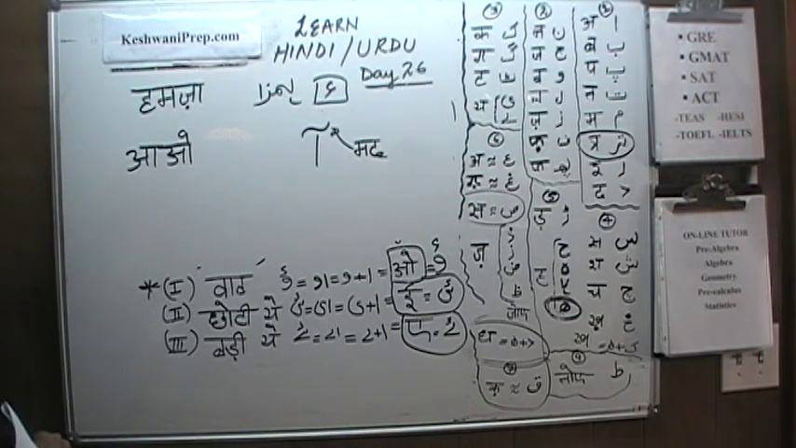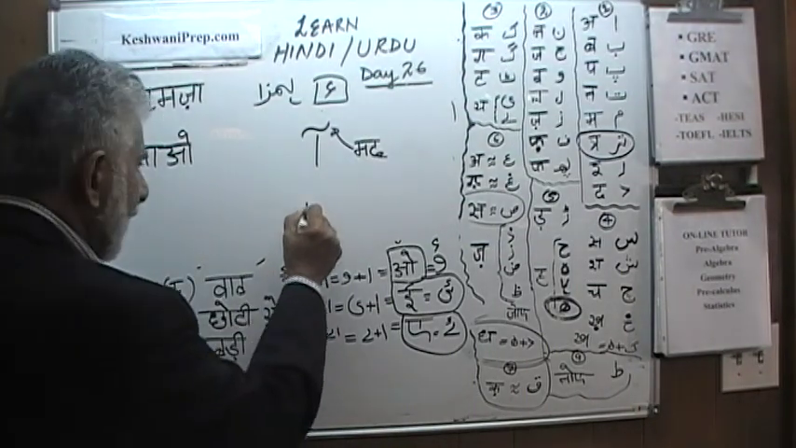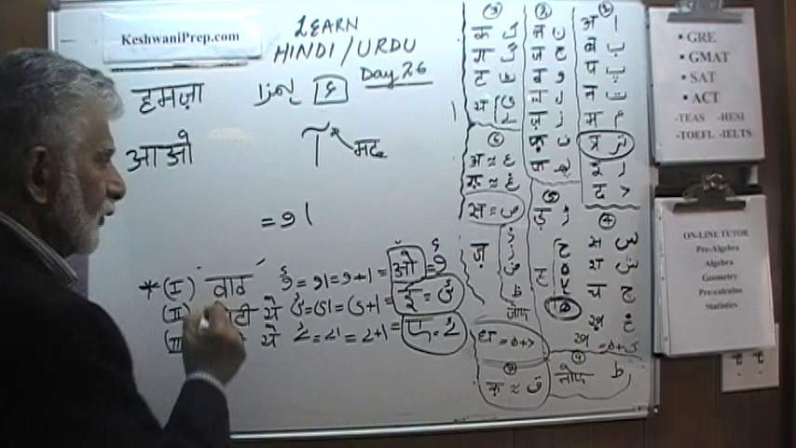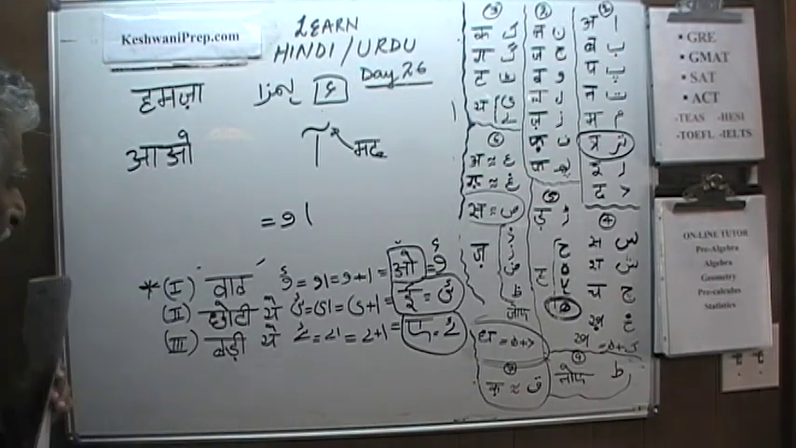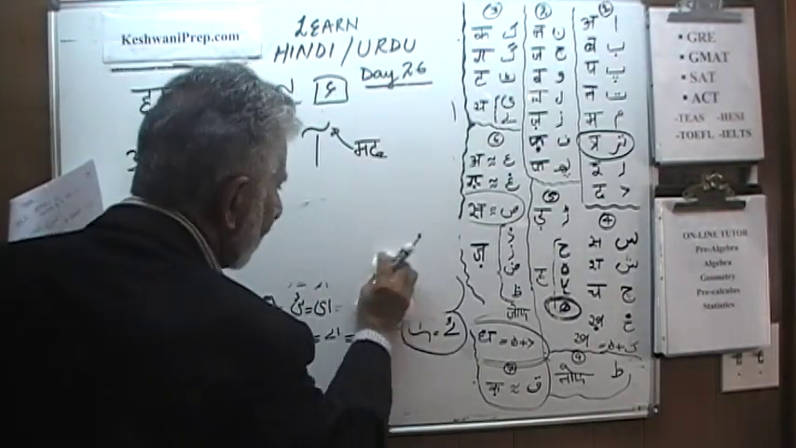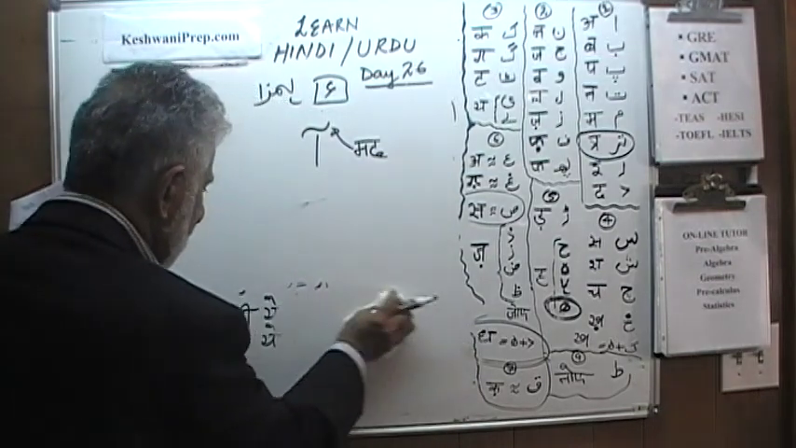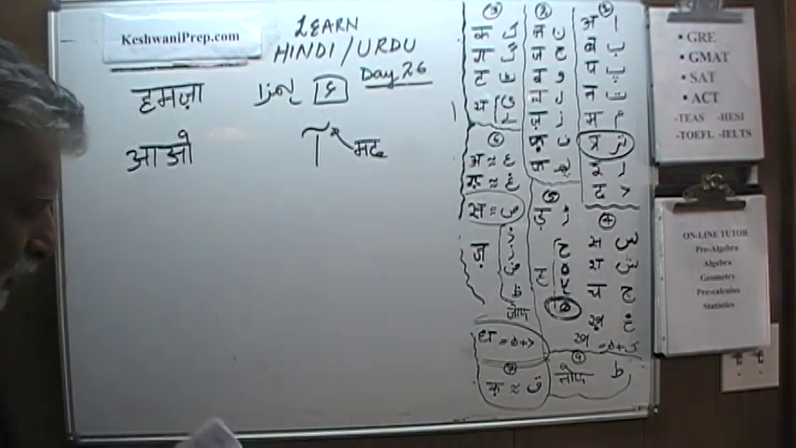O. O is alif and a vowel. That's an O. Let's stop here for a second. Let's talk very briefly about O ki matra. We don't need to talk about badi O ki matra. We'll just talk about choti O ki matra.